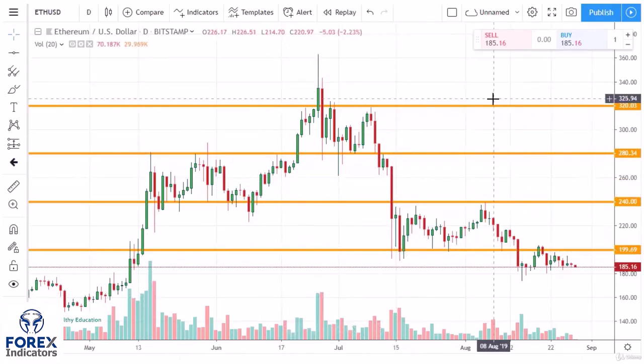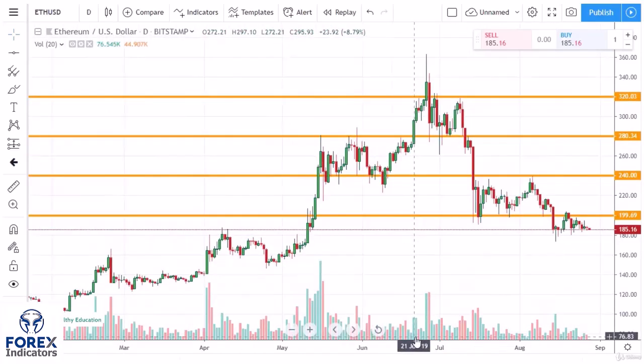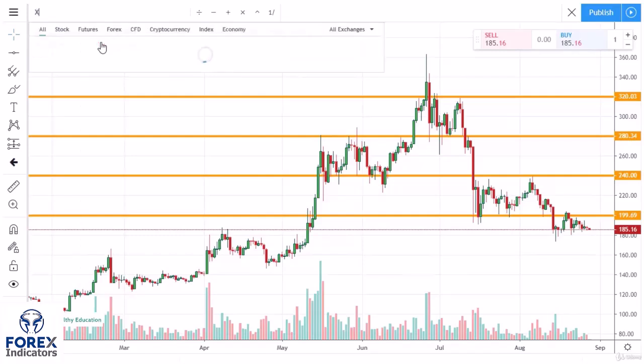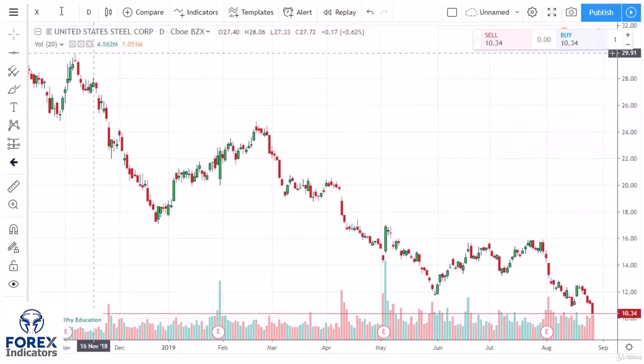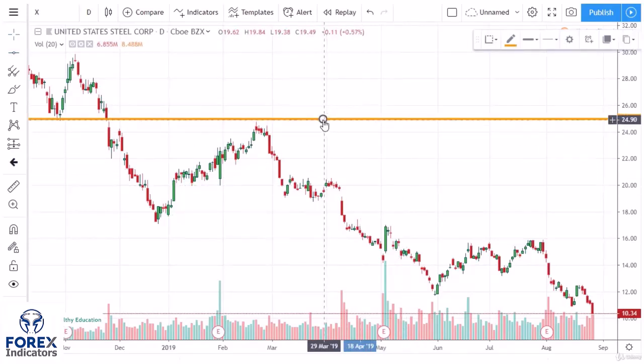By simply drawing these 4 lines, you can see how different the market suddenly looks. And you will find that this is the case in pretty much anything you draw. So this is the letter X. This is U.S. Steel, common stock. I can go ahead and draw that there.